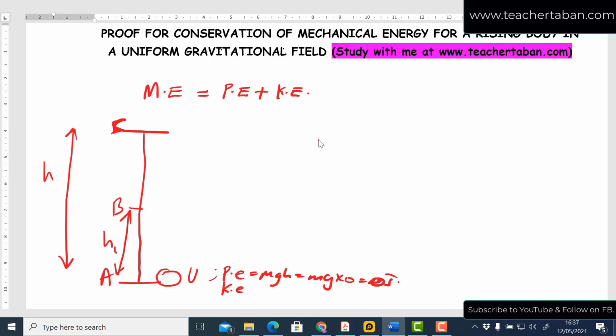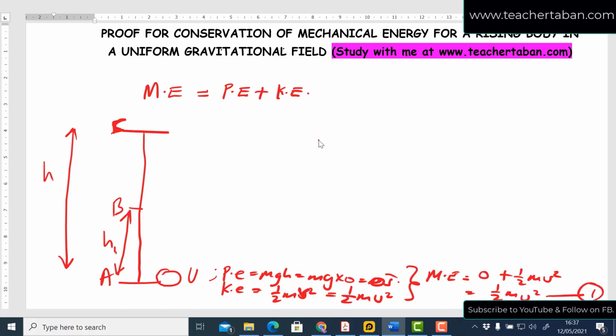And then the kinetic energy is given by a half mv squared, but remember we have used our u, so I'll leave it in terms of the u, a half mu squared. Now these two, when you add them, they'll give us the mechanical energy, which is 0 plus a half mu squared, which will give us a half mu squared, and this is our equation 1 at point A.